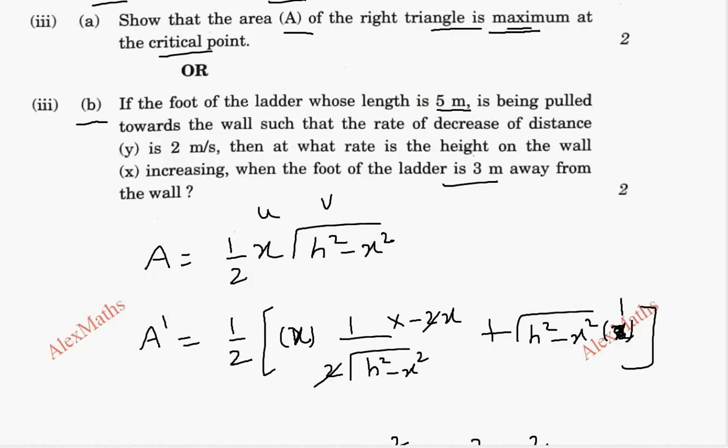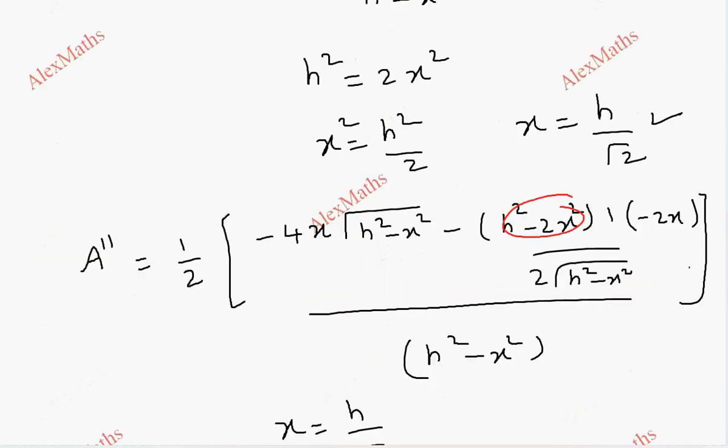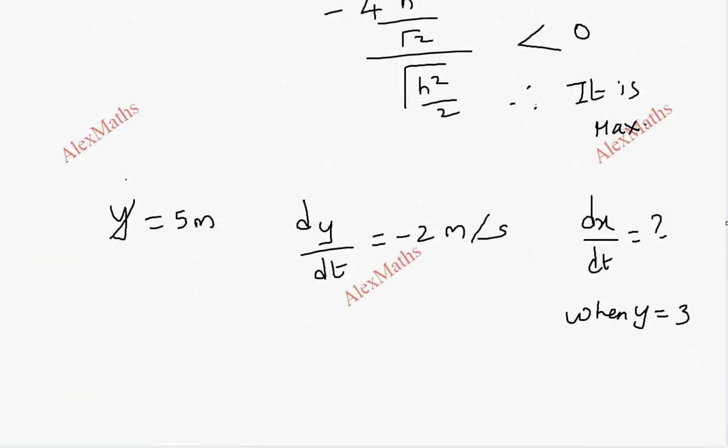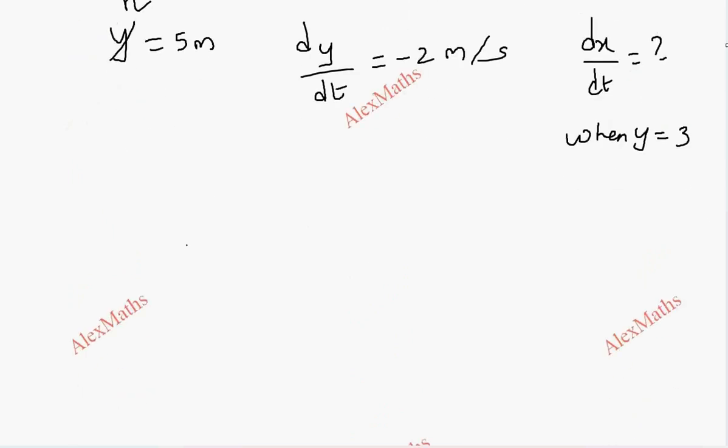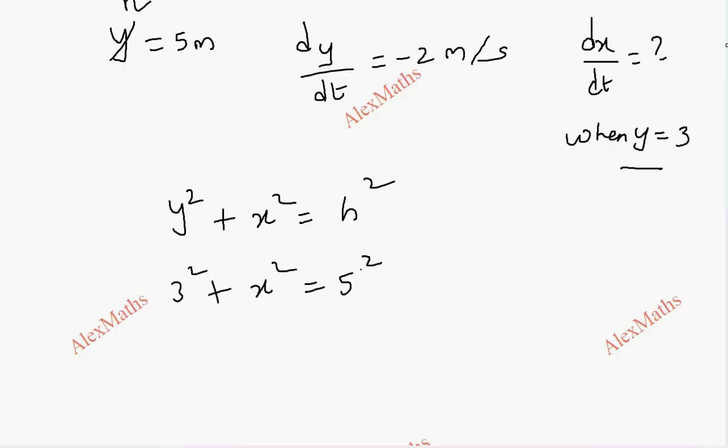Actually, the ladder length of 5 meter is what they are talking about. This is actually h, which we have taken in the starting. Now we are going to find, first we take the equation y square plus x square equal to h square. Now using the y value here, 3 square plus x square equal to 5 square. Solving this we get x is equal to 4 because it's a Pythagoras relation. So 4 meter.